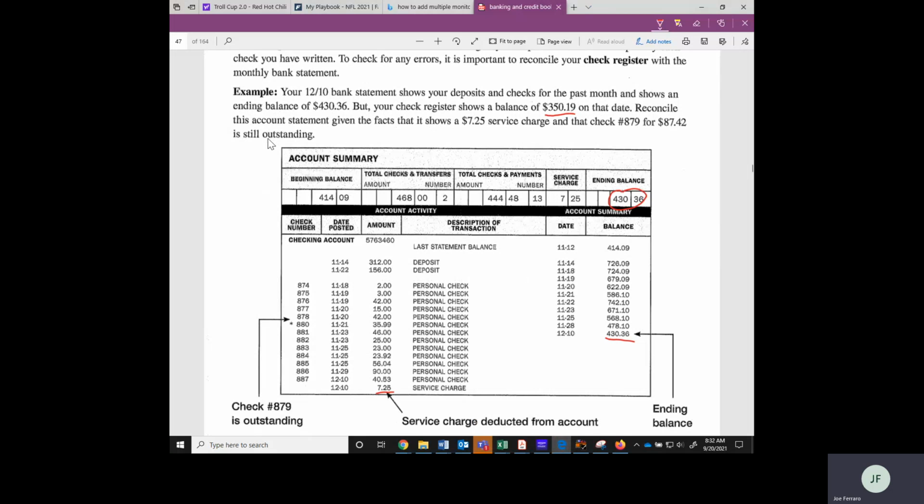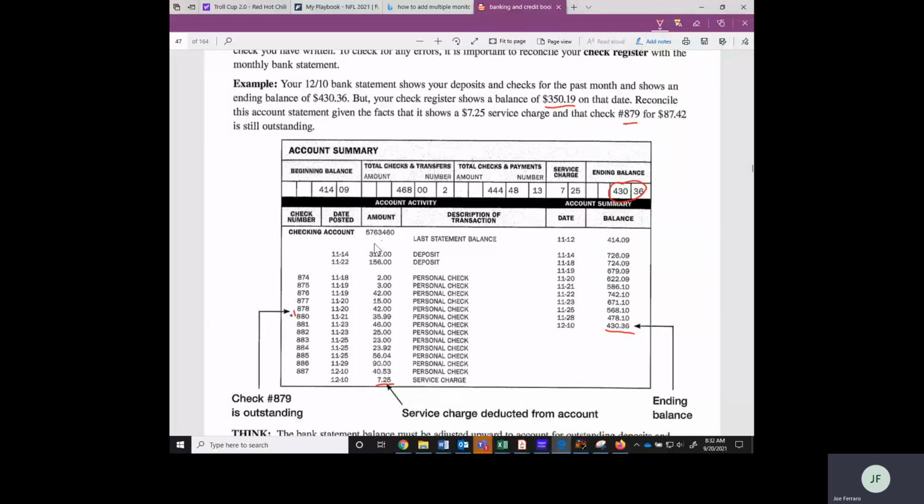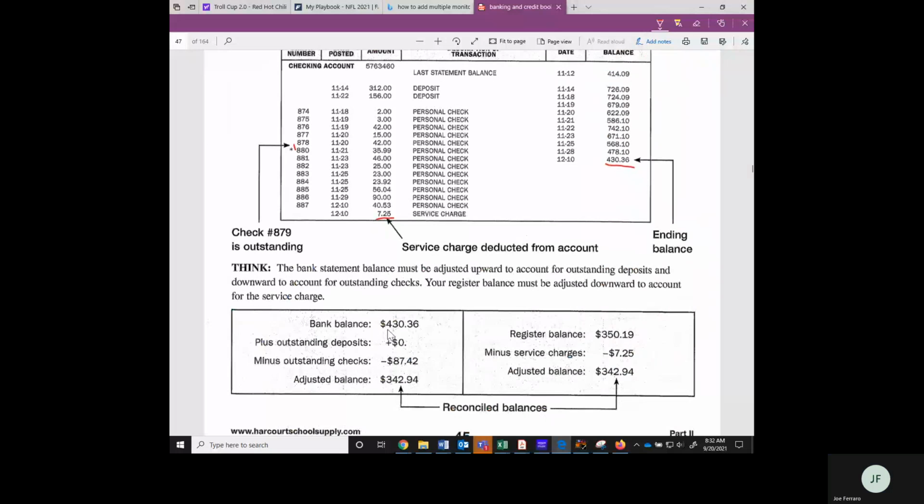And you can tell what's missing if there's a gap between two check numbers. These are all the check numbers that the bank has. If there's a gap, they'll put a star next to it. So you can see it goes 878 to 880, which means check 879 is missing. We'll do some examples of this, but what we do is look at what the bank has, look at what you have, and then look at what's missing from each of those and adjust.